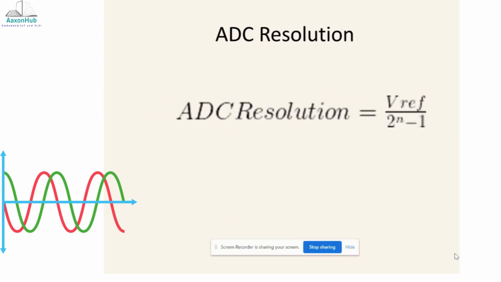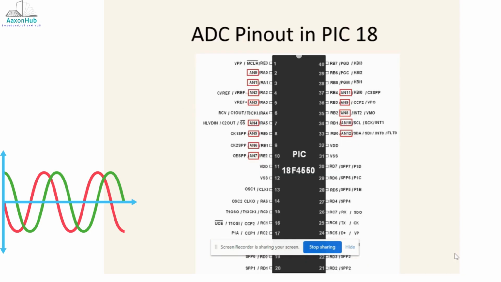Whenever you want to calculate the resolution for the ADC, the basic formula is ADC resolution equals V reference divided by 2 to the power n minus 1. Here n is the number of bits for the conversion. In this particular ADC, n is equal to 10 bits. In that way, you can calculate the resolution for the ADC.